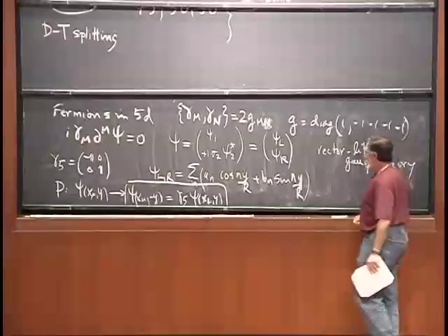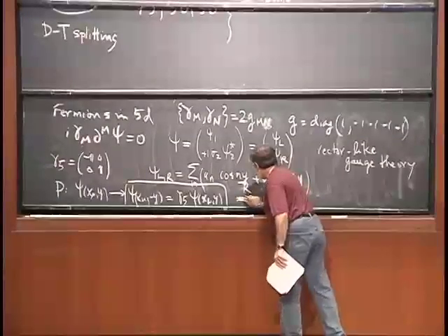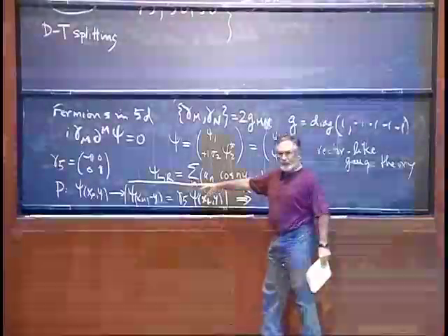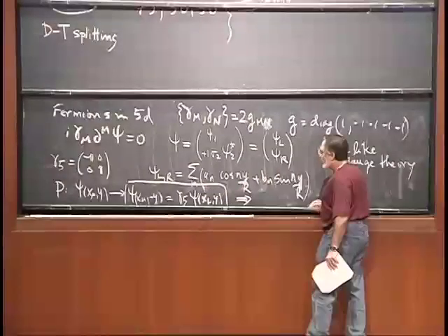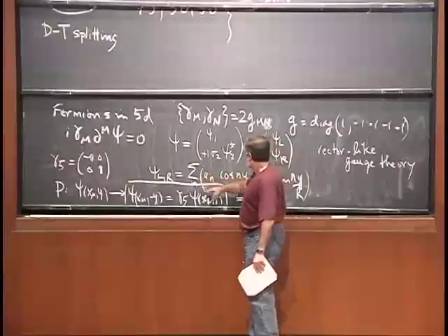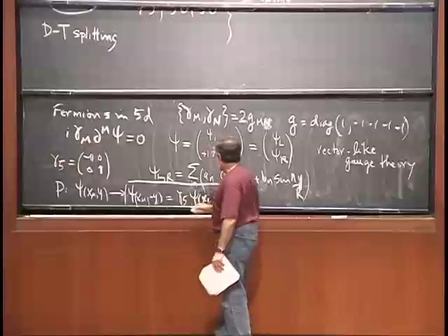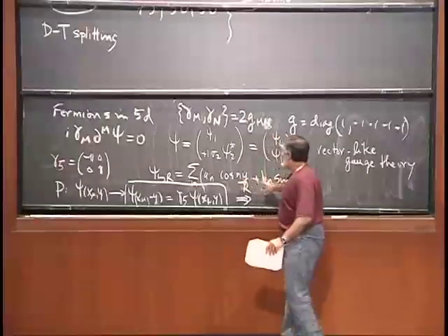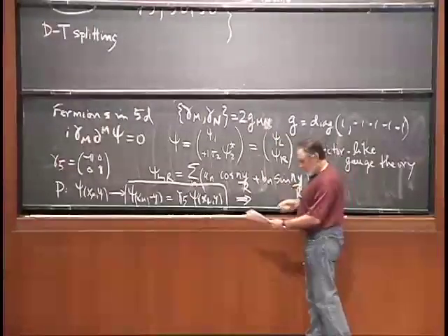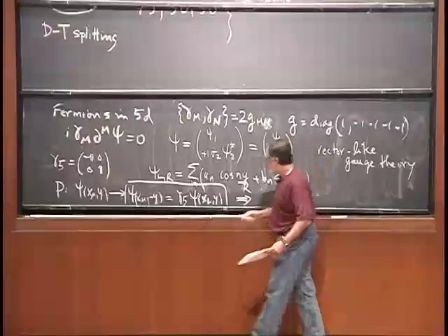Then what does that do for us? If we require this as a boundary condition on our fields at y equal to 0, then the left modes, with this definition of gamma 5, the left modes are odd under, oh no.